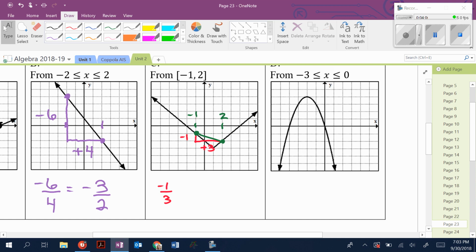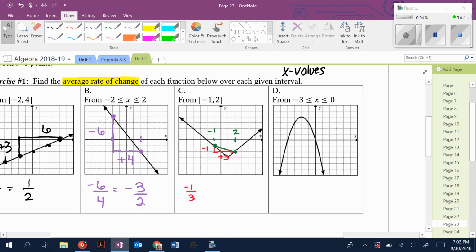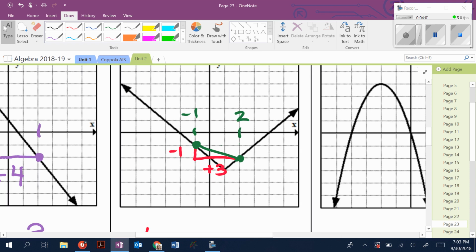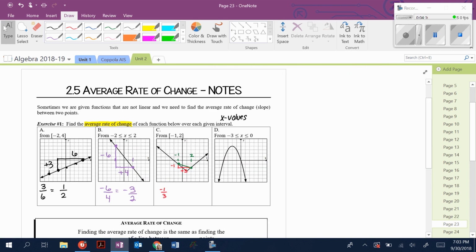Okay, so we have to seek out those points because look at it. If I tried to find the average rate of change, I would have hit this weird little point at the bottom and that would have just been really, really crazy. And we don't want to do that.